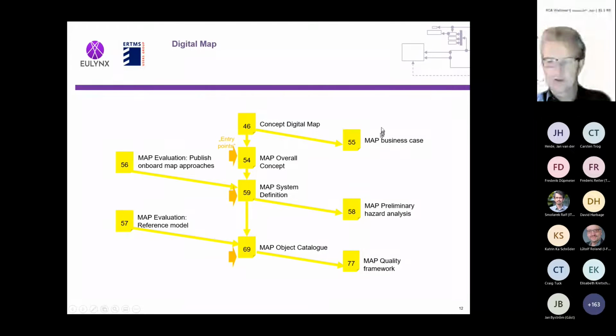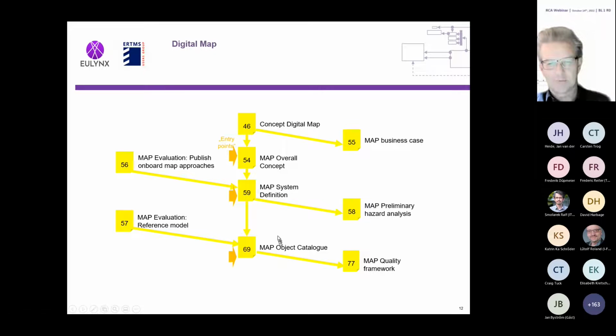And if you want to learn about economic considerations like cost for data preparation and benefits, then 55 is your document. Document number 54 is a kind of entry point for other documents like 56, where there are some interesting considerations about how to get the map on board, because it's not only about having the map on the trackside, but also on board, especially if you consider ATO levels like GOA 4. 59 again focuses on the air gap between trackside and onboard, the boundaries and the interfaces. Also, first considerations about safety are done here in the preliminary hazard analysis.